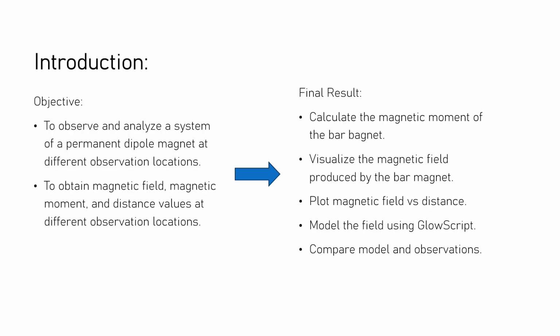As a quick introduction, the objective is to observe and analyze a system of a permanent dipole magnet at different locations and obtain magnetic field, moment, and distance values at different observation locations. We can do this and calculate the magnetic moment of the bar magnet, visualize the magnetic field produced by the bar magnet, plot the magnetic field versus distance, model it in GlowScript, and compare the model and the observations.